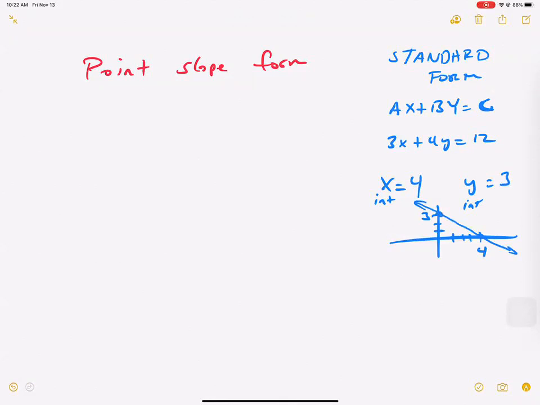Okay, if you blink, you missed it. That's how easy it is. But we have to be able to identify that this is standard form and we can plug in the zeros quickly. That's a big takeaway.